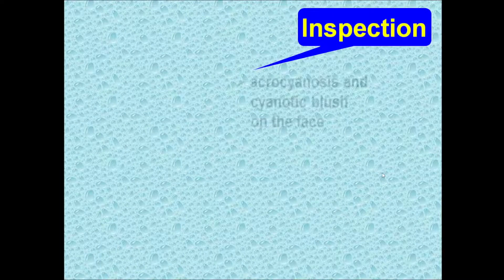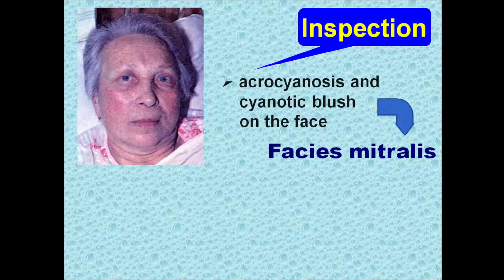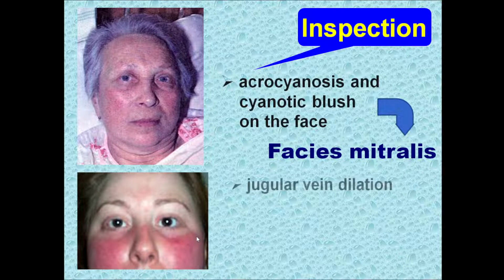On inspection, we can see signs of heart failure, acrocyanosis, but it has a specific characteristic. Cyanosis on the face is accompanied with a reddish color. We are talking about the formation of facies mitralis, bluish red color, especially of the cheeks. Facies mitralis is a visiting card of mitral stenosis.